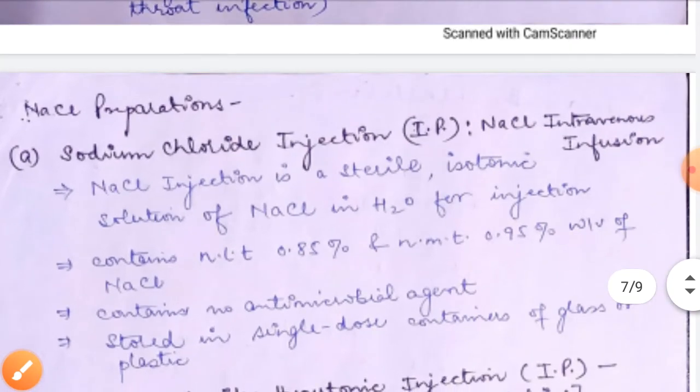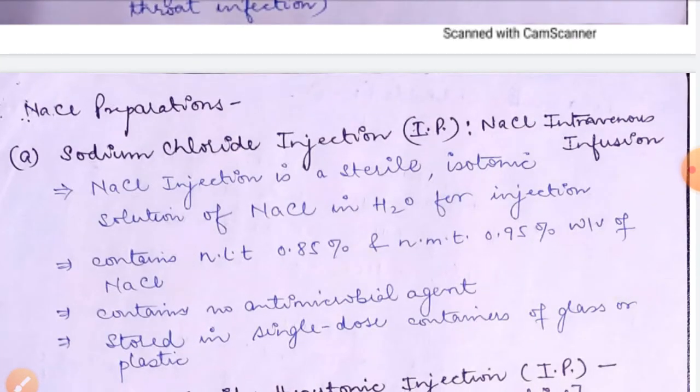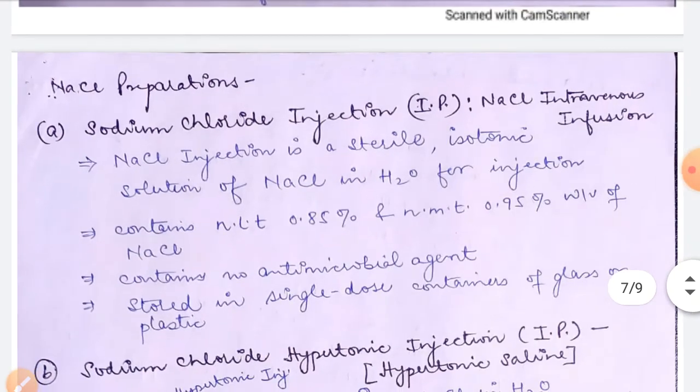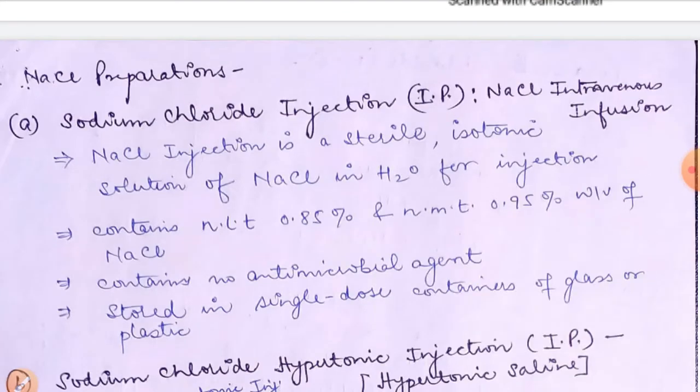Now according to the syllabus, we have to study more preparation of sodium chloride. The first is the sodium chloride injection according to the Indian Pharmacopoeia. Sodium chloride intravenous infusion. The sodium chloride injection is a sterile isotonic. Sterile means it does not contain any microbial particle or foreign particle. It is isotonic. It is the same pH as that of blood.